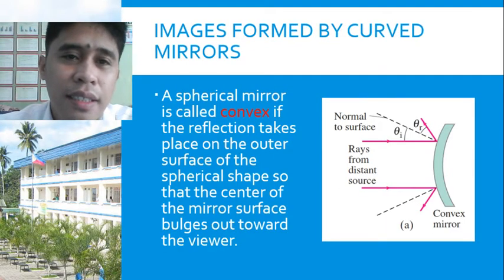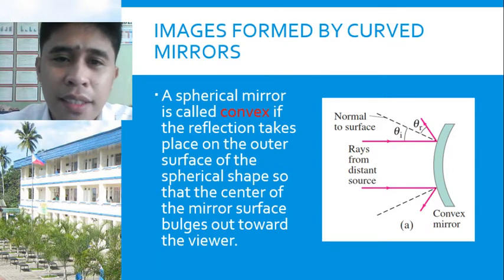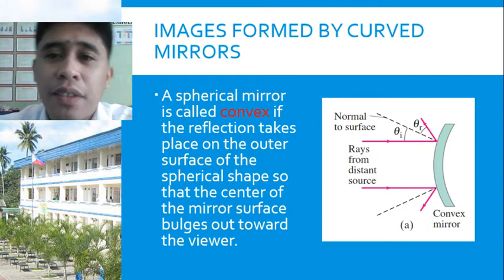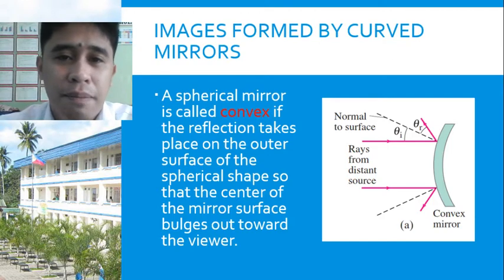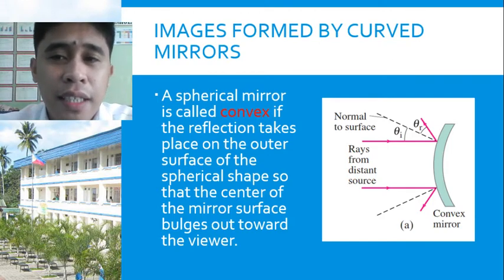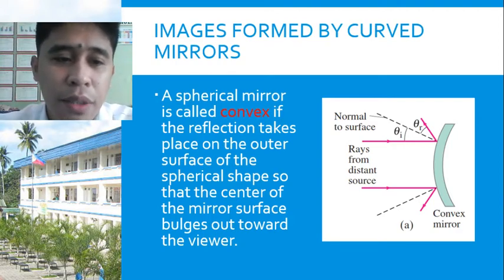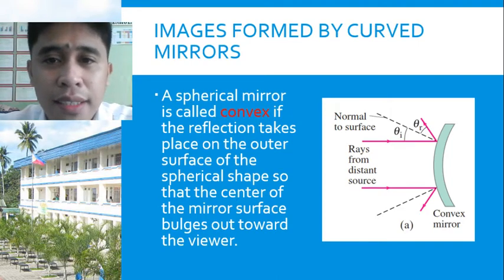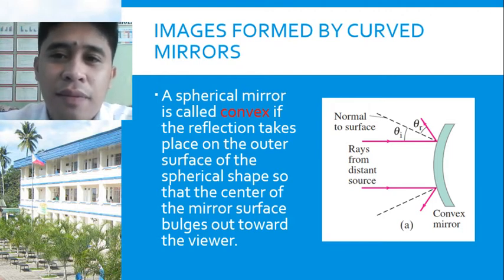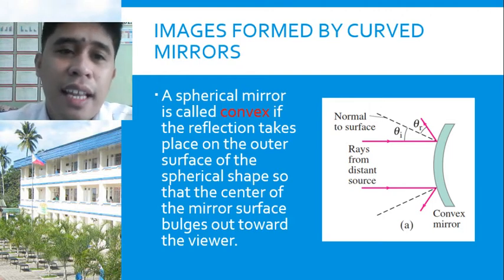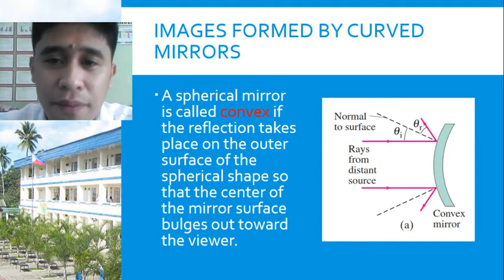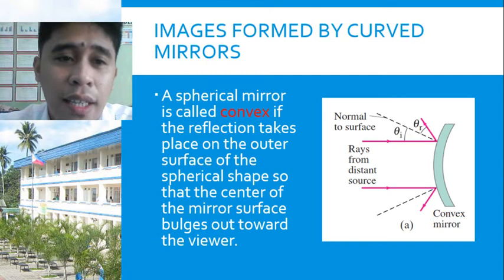Now, let us look into the images formed by curved mirrors. A spherical mirror is called convex if the reflection takes place on the outer surface of the spherical shape, so that the center of the mirror surface bulges outward toward the viewer. Convex mirrors are sometimes used on cars and trucks for the rear view mirrors and in shops to watch for theft because they take in a wide field of view.